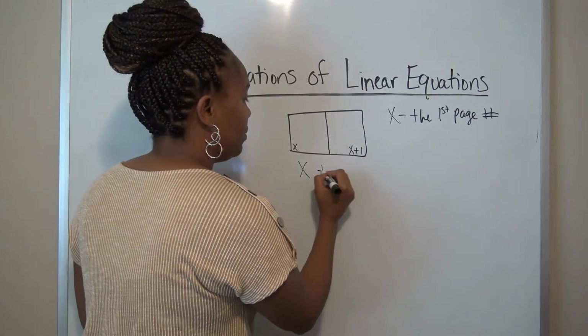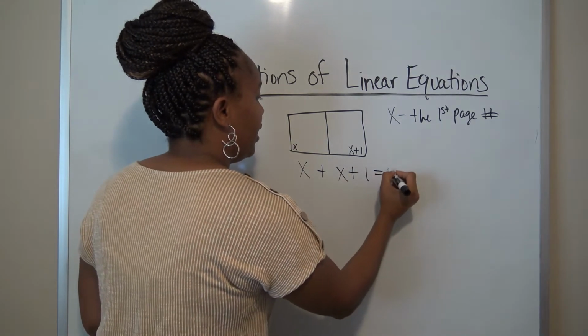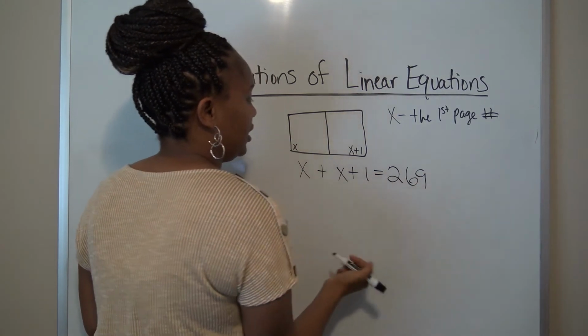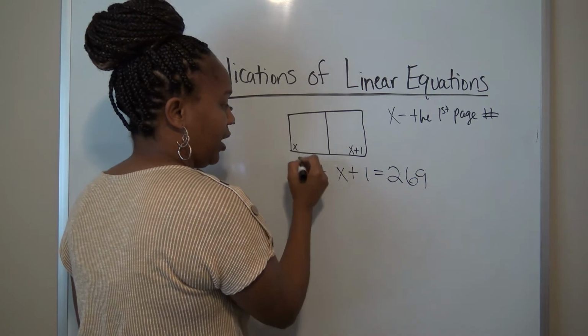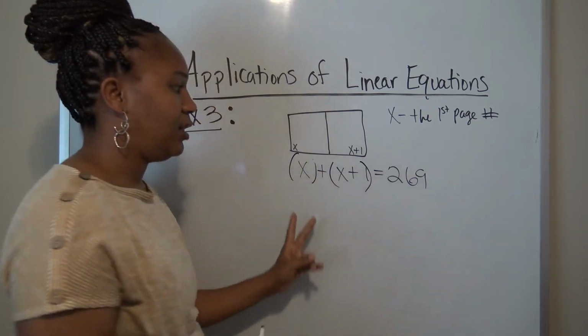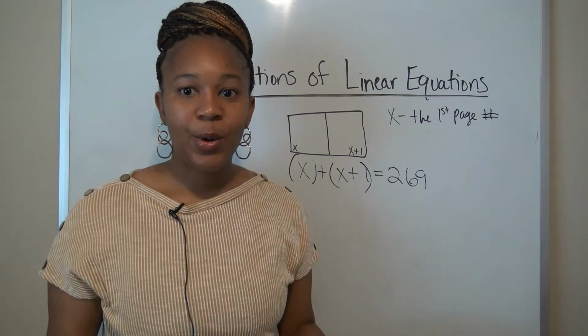So it'll be x plus (x plus 1) is 269. So the sum of those pages, so that's page 1, that's page 2, when I add those together, it's 269. So now we want to solve the equation.